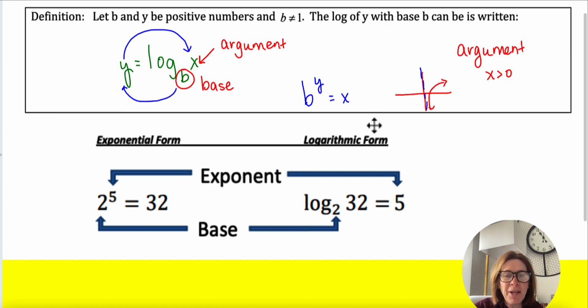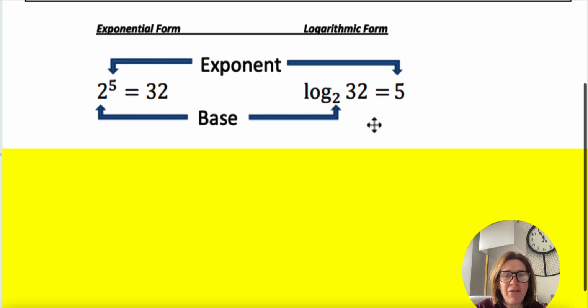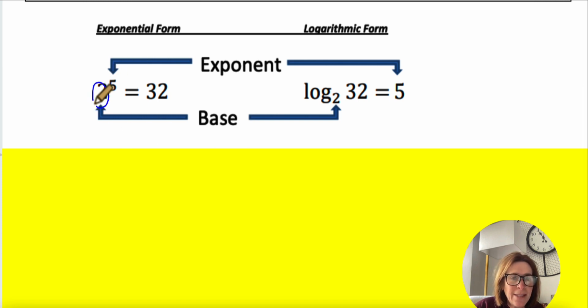All right, so let's play around with this because we do have to get used to the form. So 2 to the 5 equals 32 is what we would refer to as exponential form. We would call 2 the base, and we would call 5 the exponent. Well, in log form, 2 is the base, 5 is the exponent, and 32 is the, let me hear it, the argument. And we're going to need to be able to go back and forth between these two forms.